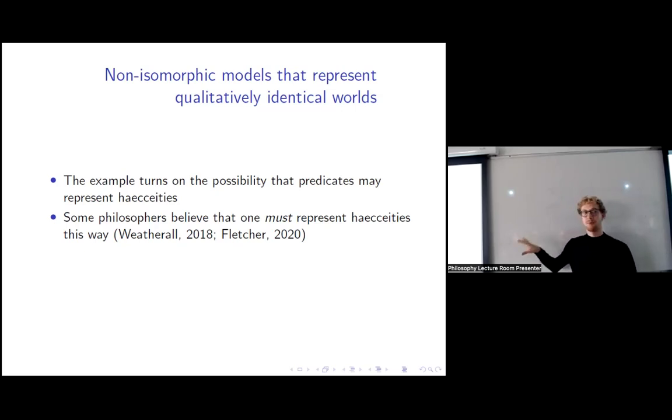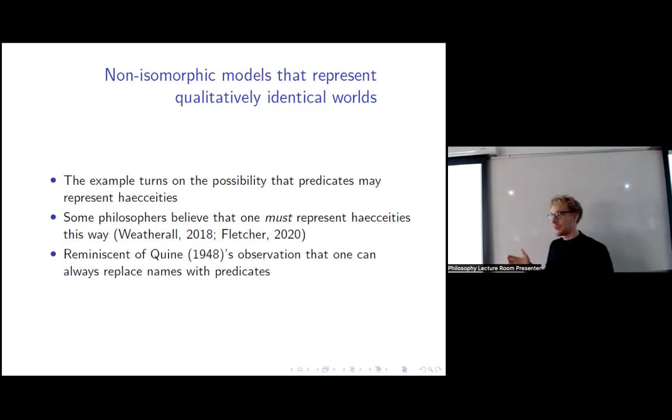But we don't need to believe that, right? We could just say that it's possible to represent haecceities this way. It's also possible to let the elements of the domain themselves represent haecceities. But I think this at least shows that this view might be acceptable. And it's also reminiscent of Quine's observation that one can always replace names with predicates, right? So we could always put the haecceitistic import of names into our theory's predicates, and let the names signify nothing, or the elements of the domain.